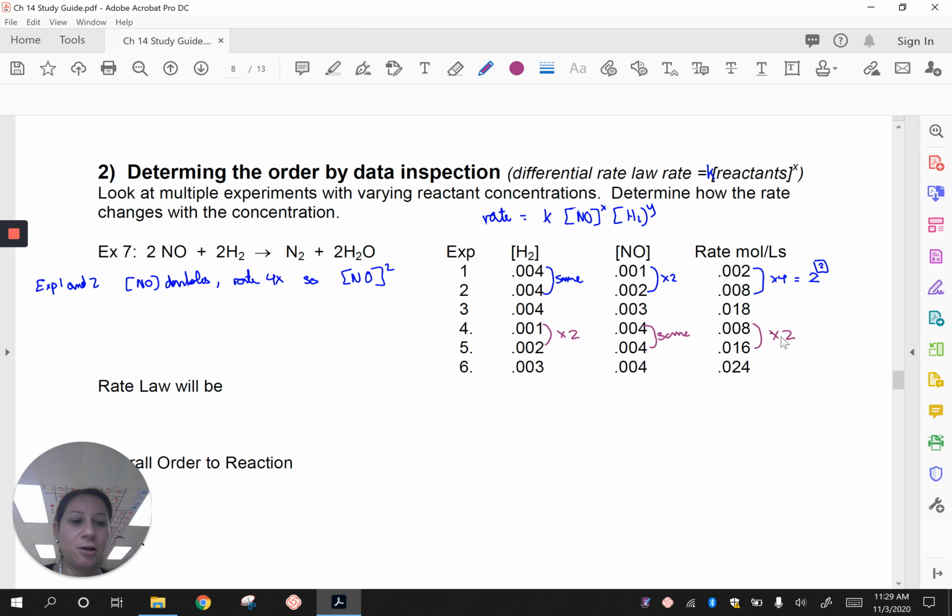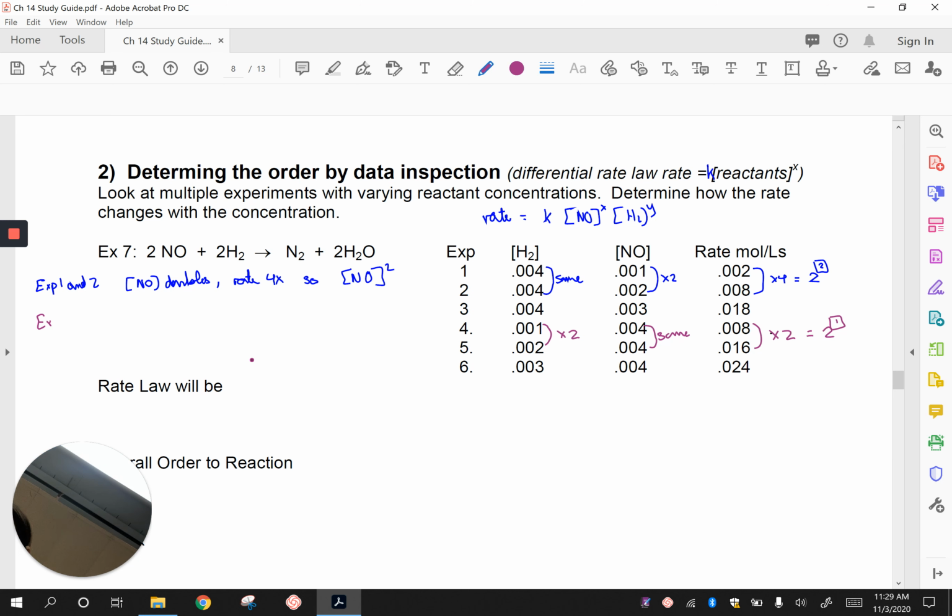So what I do is I look at the change in the rate and I express this as the change in the concentration to some power. So 2 is equal to 2 to the first power, and so that tells me that it is first order with respect to the hydrogen.